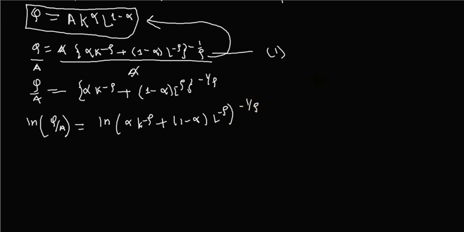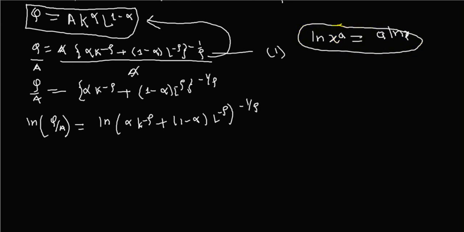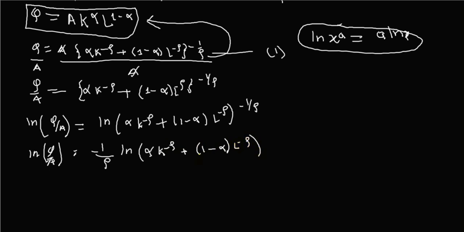And using the property of log, we know that log x to the power A, we can write as A log x. This is the general property of log, and I will follow this property. So ln Q by A equals minus 1 by rho ln [alpha K^(-rho) + (1 minus alpha) L^(-rho)].